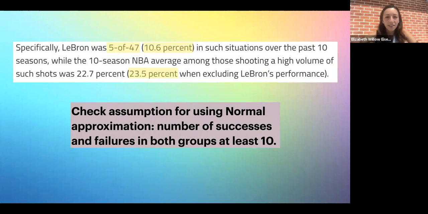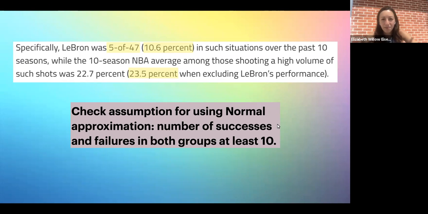So the first assumption that we want to check is the assumption for the normal approximation. So we can see, can we use the normal approximation? And that is to check the number of successes and the number of failures in both groups. So now in this section, we're talking about two different proportions. And we want to know that in both groups, the number of successes and failures is at least 10. And so they tell us that LeBron was 5 of 47, meaning he was successful in 5 of the 47 situations. And the average among those shooting a high volume of similar shots was 22.7%.